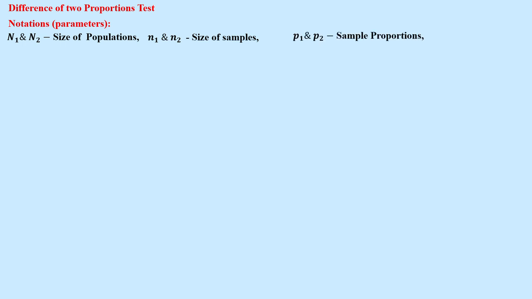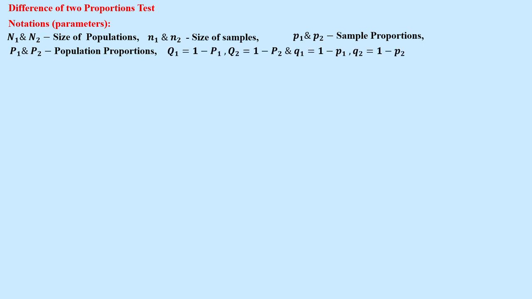Difference of two proportion notations as usual: capital N1, capital N2, population size; small n1, small n2, sample size; small p1, p2, sample proportion; capital P1, P2, population proportion. And we know the relation between q and p, right? q1 equal to 1 minus p1 and q2 is equal to 1 minus p2 for both, right?